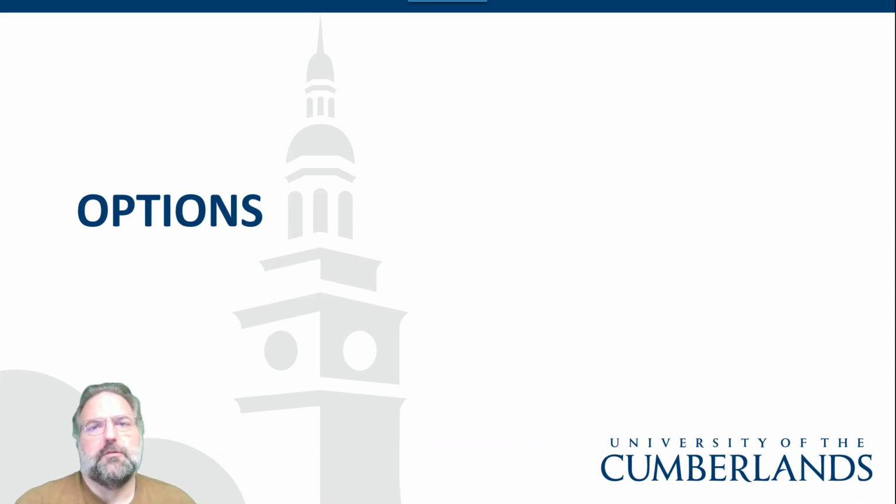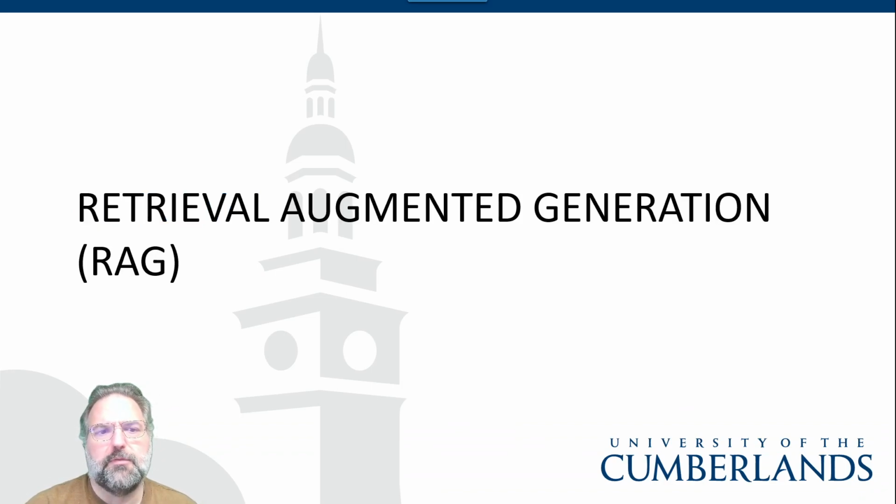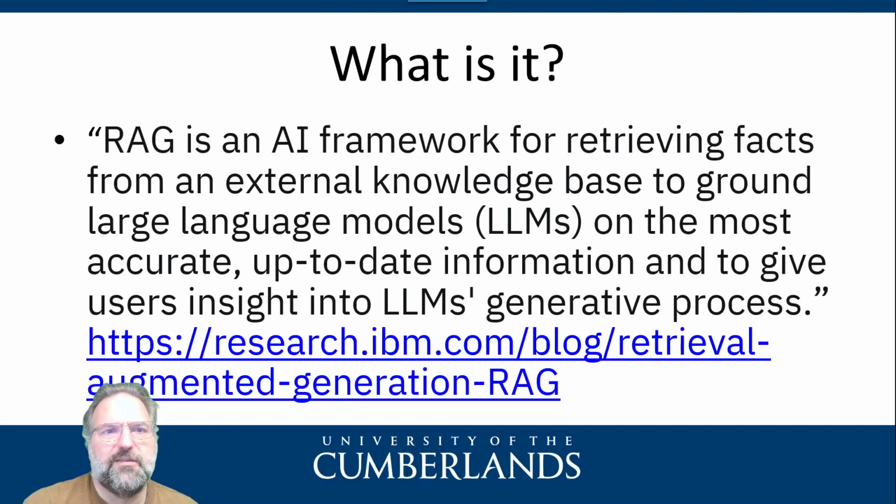Moving on to the options for this course, and I've kind of already outlined some of them for this group project. You could do something with retrieval augmented generation. So RAG, what is it? It's an AI framework for retrieving facts from an external knowledge base to ground a large language model on the most accurate, up-to-date information, and to give users insight into the LLM's generative process. And you can certainly do some retrieval or information on that, if you will.